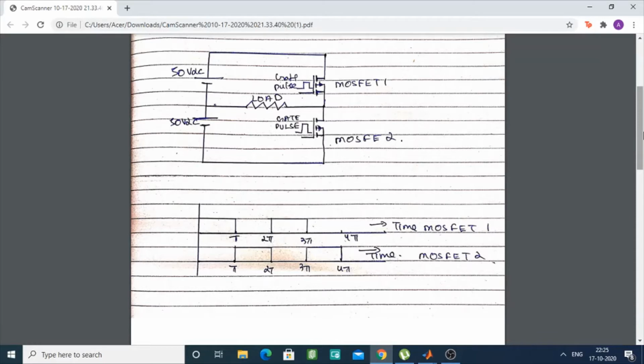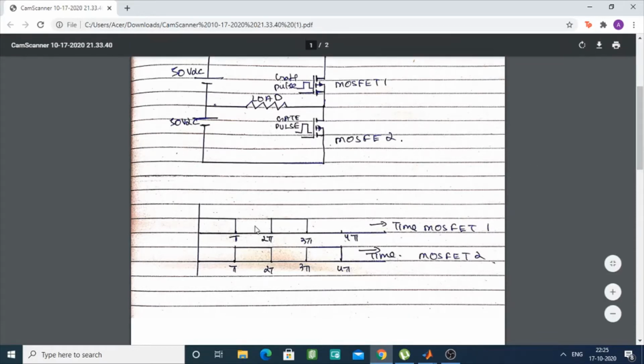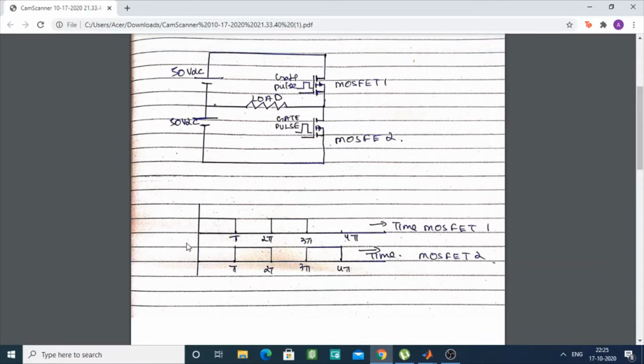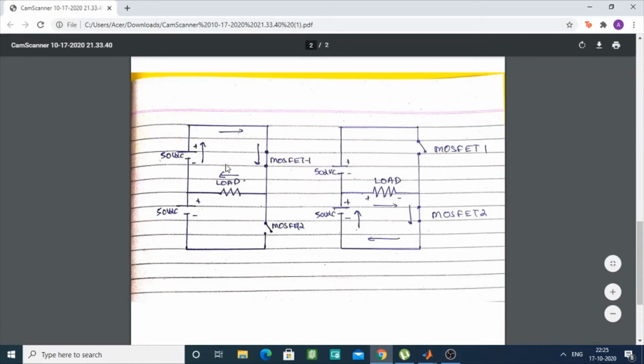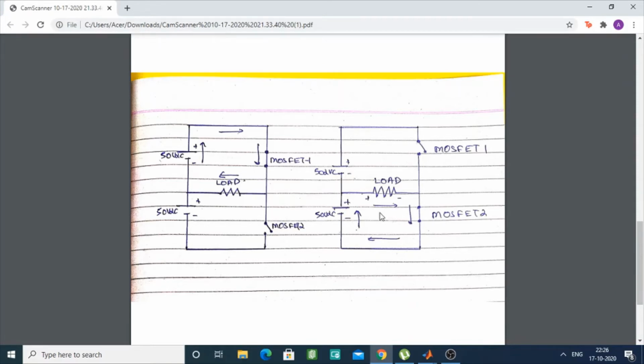As shown in the diagram, MOSFET 1 is triggered for the first half cycle, that is 0 to pi. You can see that for the time interval 0 to pi, the MOSFET 1 is triggered. And during this time, MOSFET 2 is not triggered. In this time period, current will flow in the direction of arrow as shown in this figure. You can see that this is the direction of the current, and the half cycle of AC output is completed. The current through the load is right to left and load voltage is equal to plus VDC by 2.